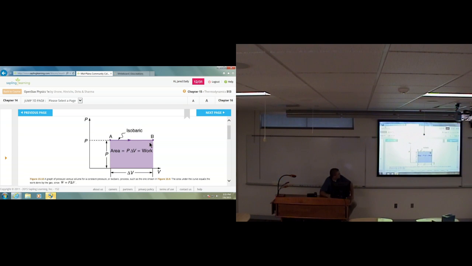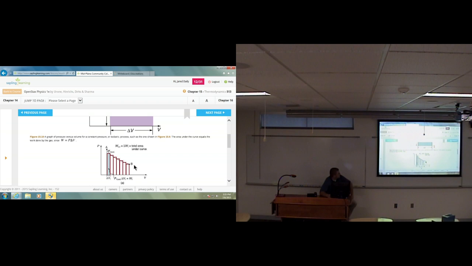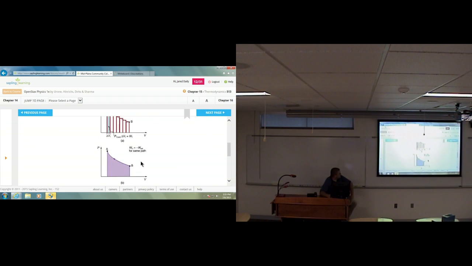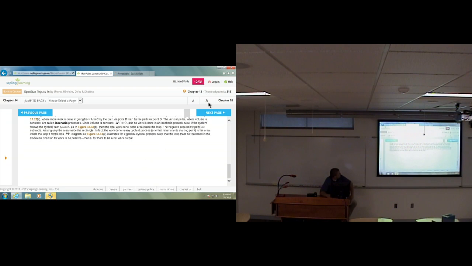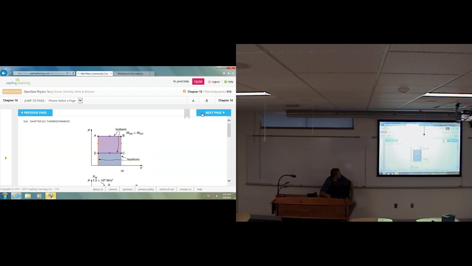It just can't be done. You can get pretty close, but in real life, you're going to have things that are going to be changing all three variables. So we're going to need to know how to do this eventually. Okay, so that's isobaric processes.